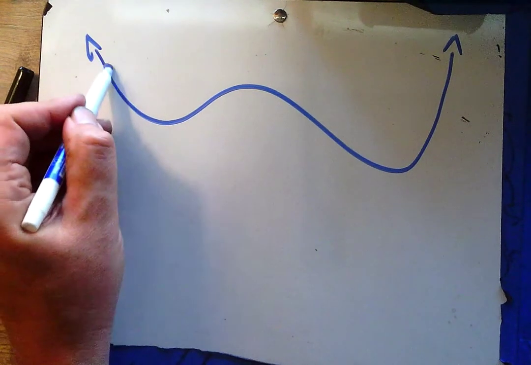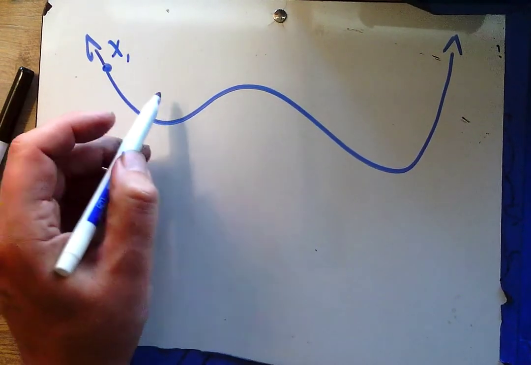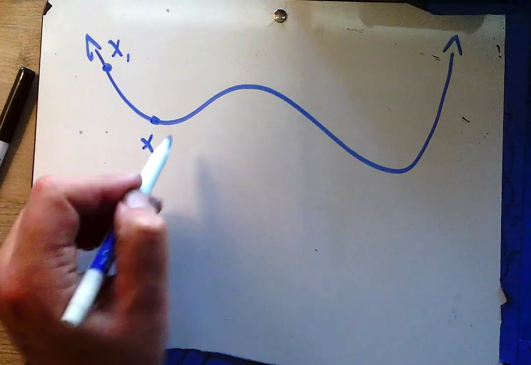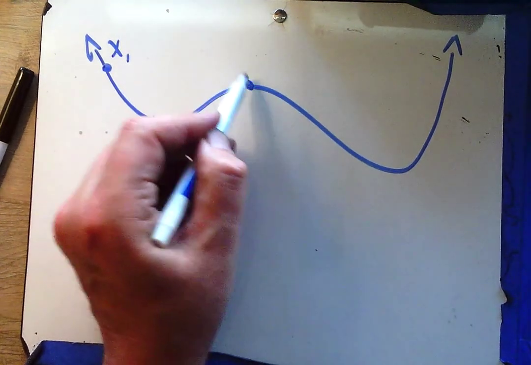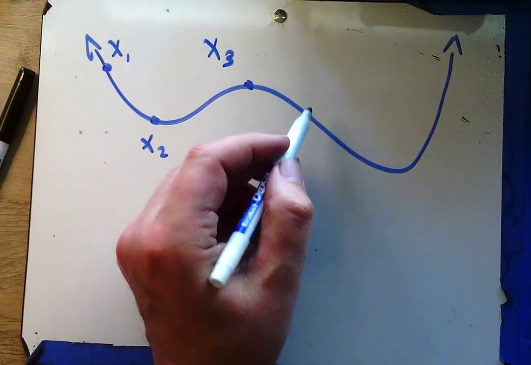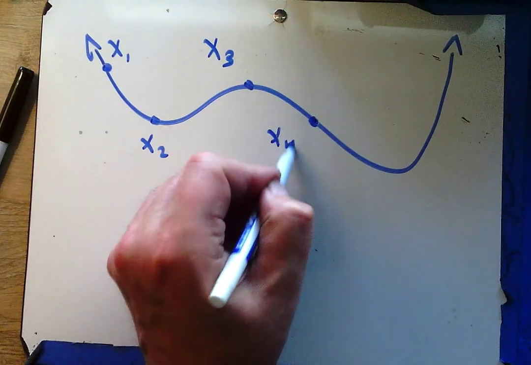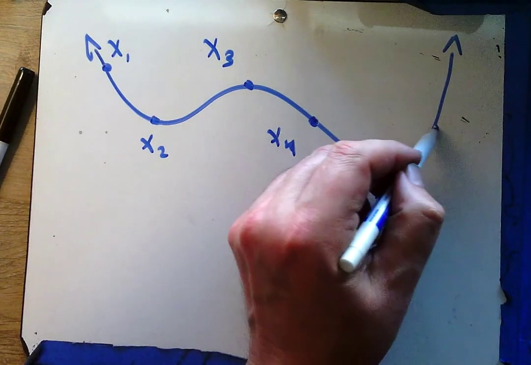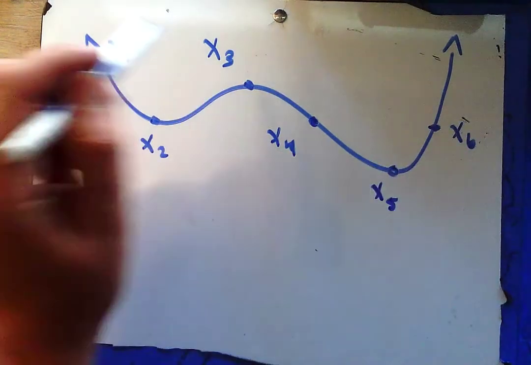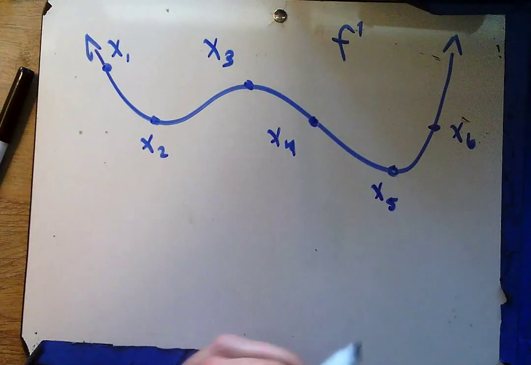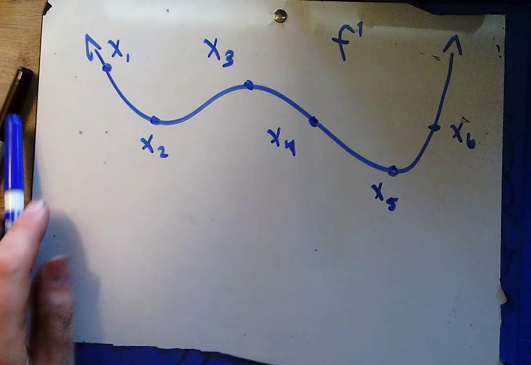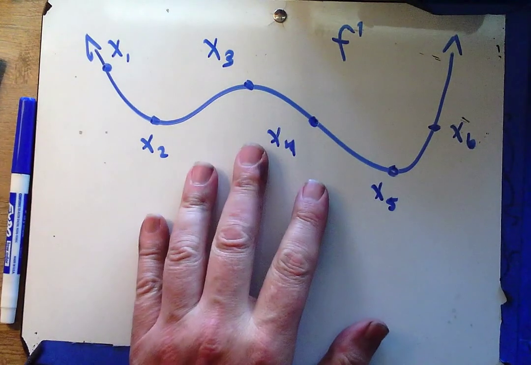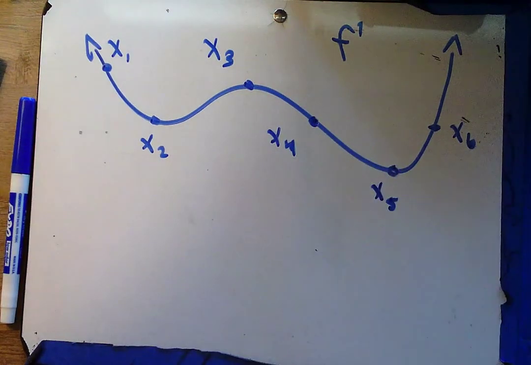Okay, so we've got x sub 1, x sub 2, x sub 3, x sub 4, x sub 5, x sub 6, and this is a graph of f prime. All right, and my recommendation is that you start with when is f prime least and when is f prime greatest.